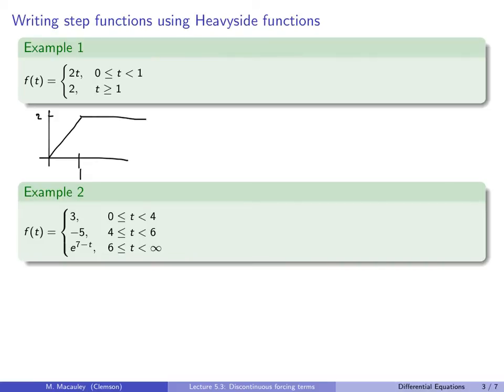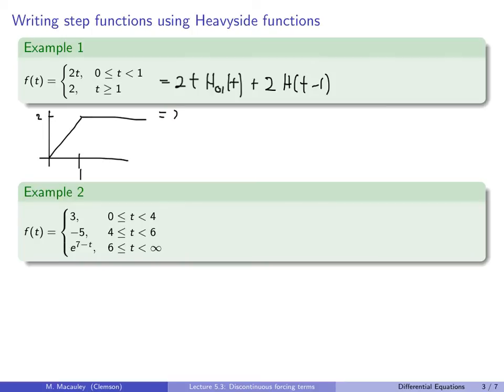So let's just write this using the Heaviside function. This first part is the interval function. So f of t equals 2t times the interval function on 0, 1. And then the second part is just the constant function 2 times the shifted Heaviside function 1 to infinity. So 2 times the shifted Heaviside function t minus 1.